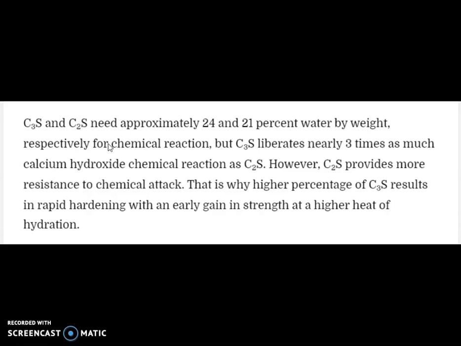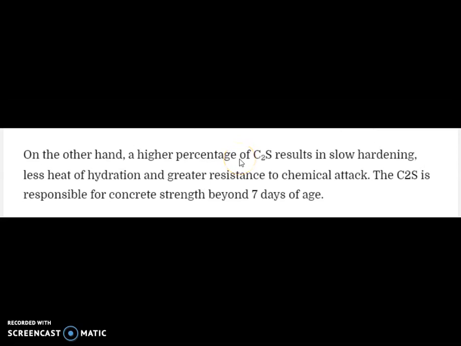That is why higher percentages of C3S result in rapid hardening with an early gain in strength at a higher heat of hydration. On the other hand, a higher percentage of C2S results in slow hardening, less heat of hydration, and greater resistance to chemical attack. C2S is responsible for concrete strength beyond 7 days of age.